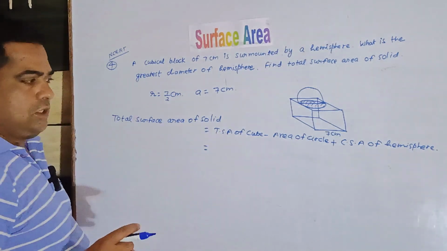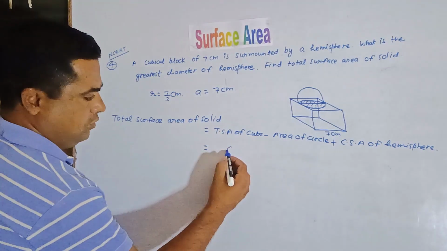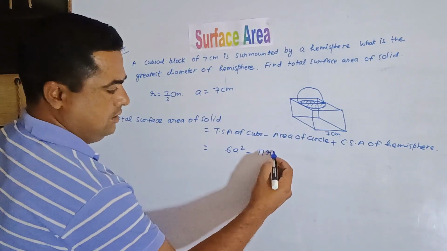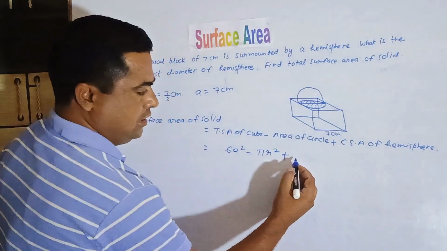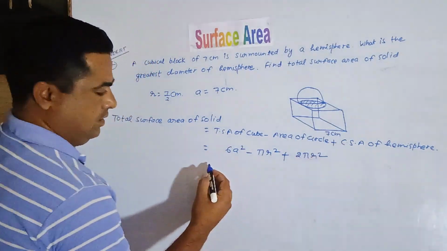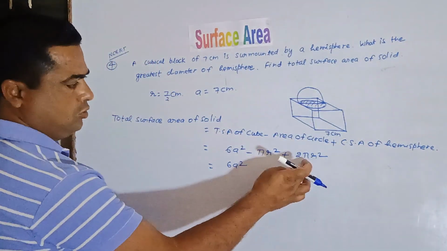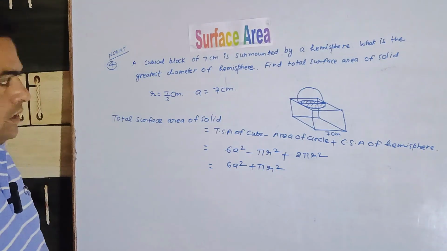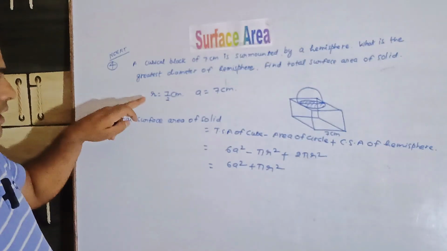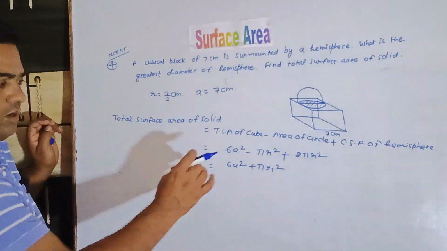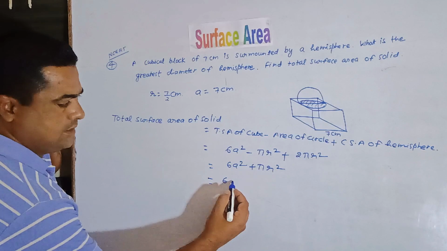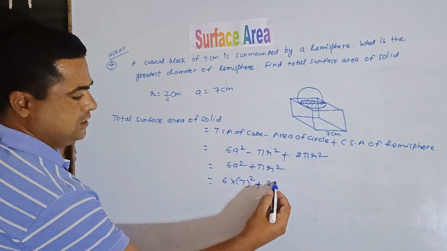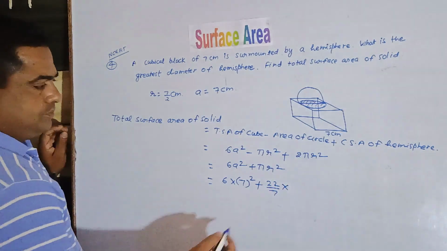Okay, now what is the total surface area of the cube? We know very well, this is 6a square, minus area of circle, this is pi r square, plus curved surface area of hemisphere, this is 2 pi r square. This will be 6a square. Now 2 pi r square minus pi r square will be pi r square, and values are given here. The side of the cube is 7 centimeter and radius is 7 upon 2 centimeter. We are putting all the values. We will get here 6 into 7 square plus pi, this is 22 by 7 into r square.